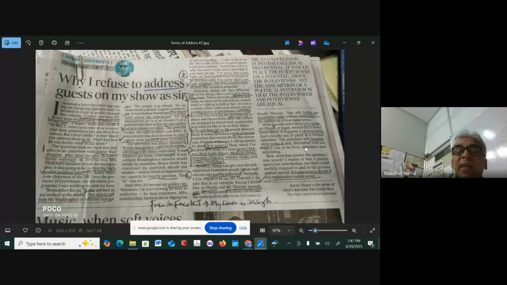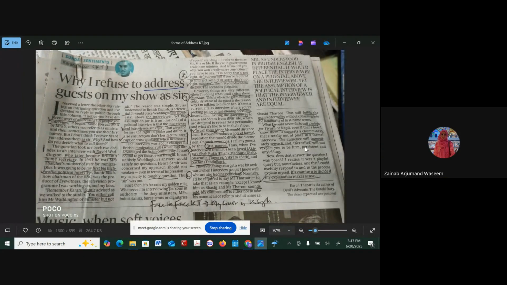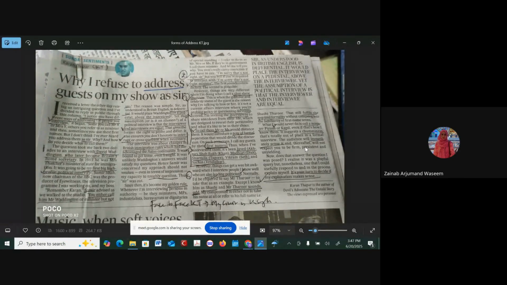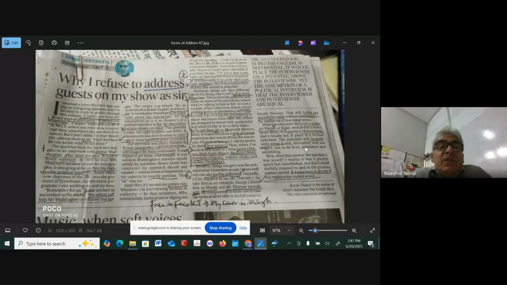You become a subordinate, and then there would be a difference of reply also. The reason was simple: it will be more authoritative, and therefore he would not get the right flavor for the reasons for which he's interviewing the person, right?